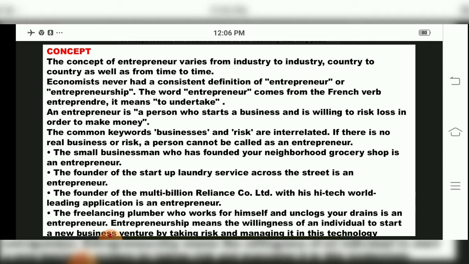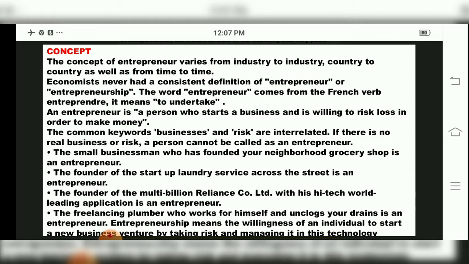So the small businessman who has founded your neighborhood grocery shop is an entrepreneur. Means anyone, say a small businessman who has his grocery shop, is called an entrepreneur. So the founder of the startup laundry service across the street is an entrepreneur. Means a laundry service founder also. A person who has started this business, a person who is founder of the business, is called an entrepreneur, children. So they have given the example that the founder of a laundry service or grocery shop who has started it is called an entrepreneur.